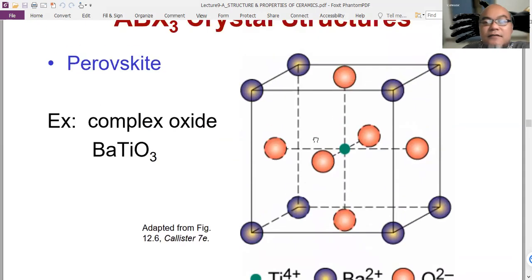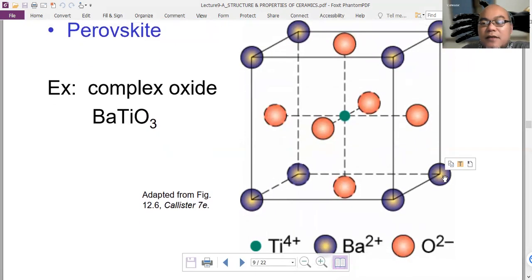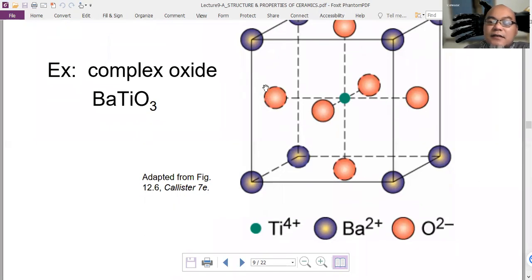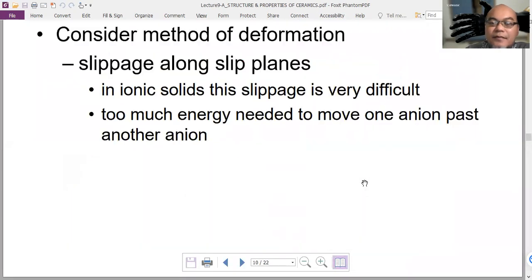So this is the structure of one example, barium titanate. The barium 2+ is this one, the blue part, in the corner of the cube. The titanium cation is at the middle of the cube, while the oxygen anions are in the faces of the cube. There are 6: 1, 2, 3, 4, 5, 6.